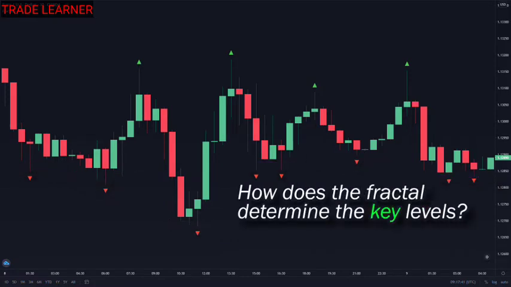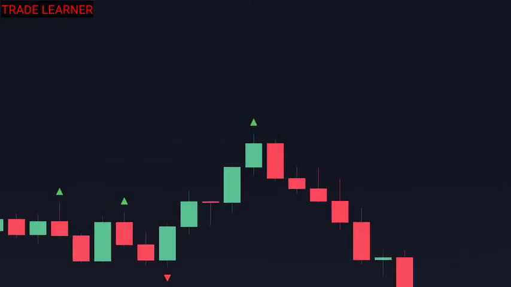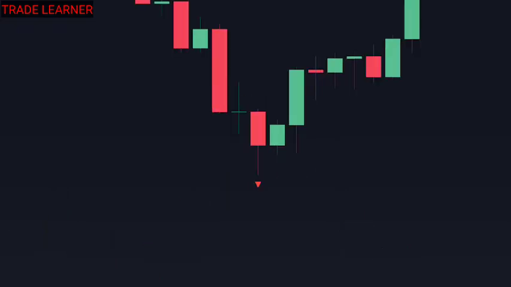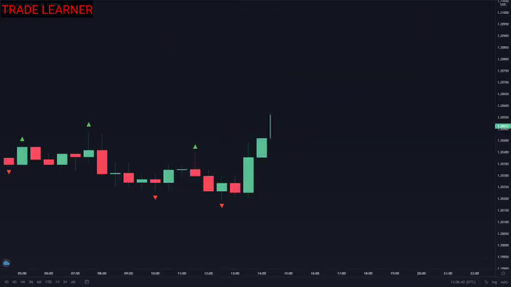So how does the fractal determine the key levels? Basically, a top fractal will appear if the other 4 candles on the sides don't overlap the highs of the middle candle. And a bottom fractal will appear if the other 4 candles on the sides don't overlap the lows of the middle candle. So that is why if you look at the price in real time, a fractal will only appear 2 candles after they were closed.